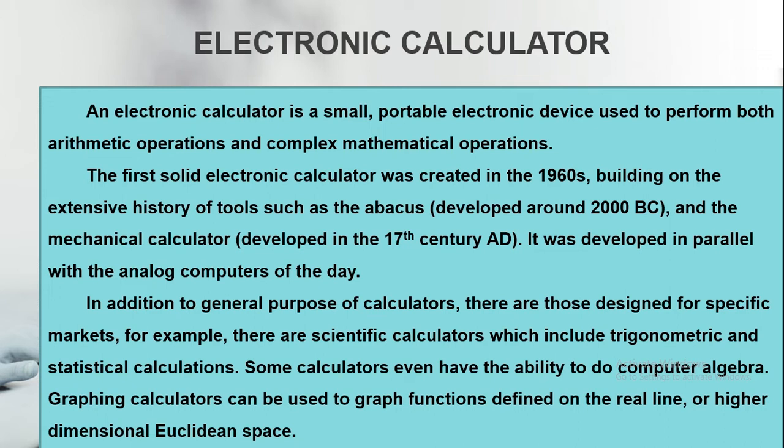Electronic calculator. An electronic calculator is a small portable electronic device used to perform both arithmetic operations and complex mathematical operations. The first solid electronic calculator was created in the 1960s, building on the extensive history of tools such as the abacus, developed around 200 BC, and the mechanical calculator, developed in the 17th century AD. It was developed in parallel with the analog computers of the day.